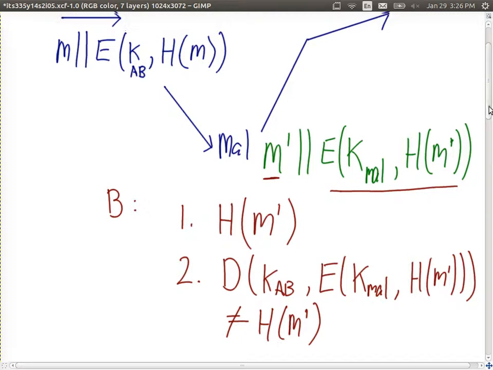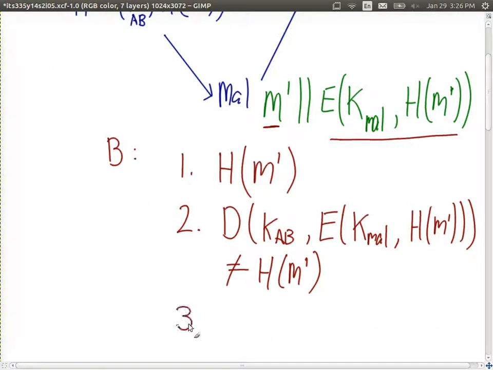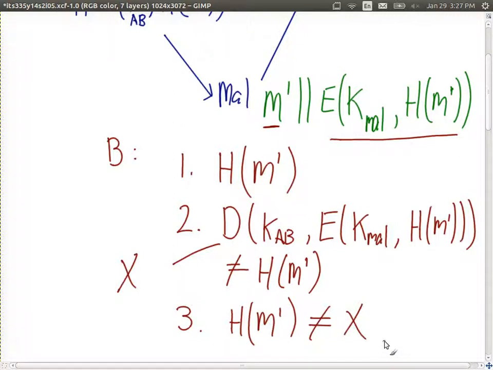So step three, we compare whatever the values are. Let's call the output of this X, some value. We compare X with hash of M prime. They're not equal. Decrypting using the wrong key will not produce hash of M prime, therefore when we compare to the hash of M prime, they are not equal.